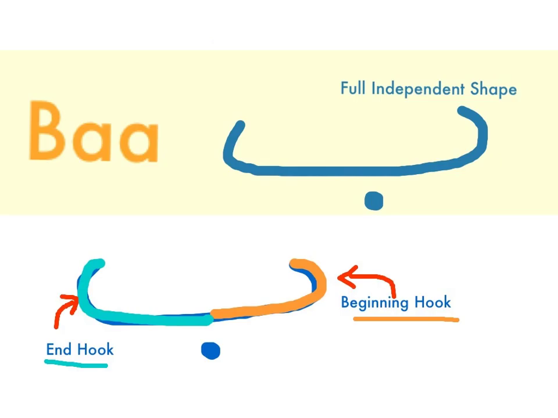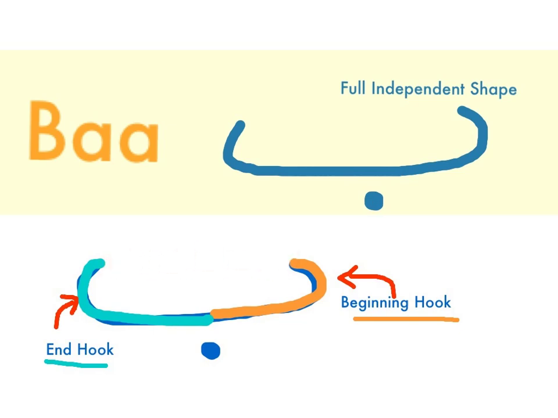Ba is the second letter of the Arabic alphabet. It is a connecting letter, which means that it connects to any letter following it in the same word. You can see its complete shape here at the top of the page. It has two hooks that we refer to as teeth. These two teeth are written facing each other at the beginning and end of the letter.